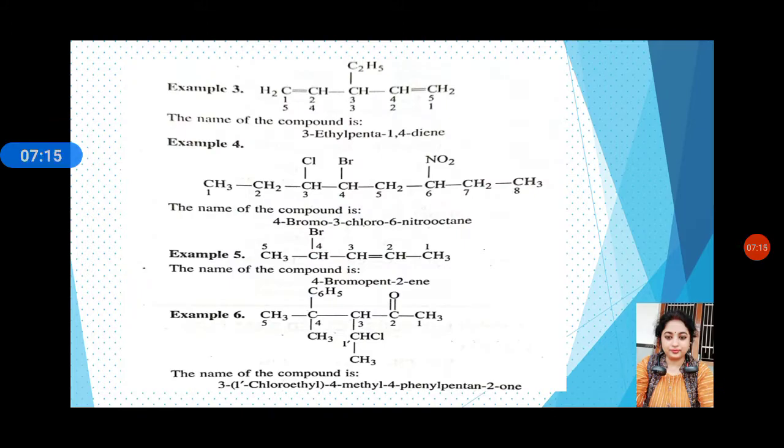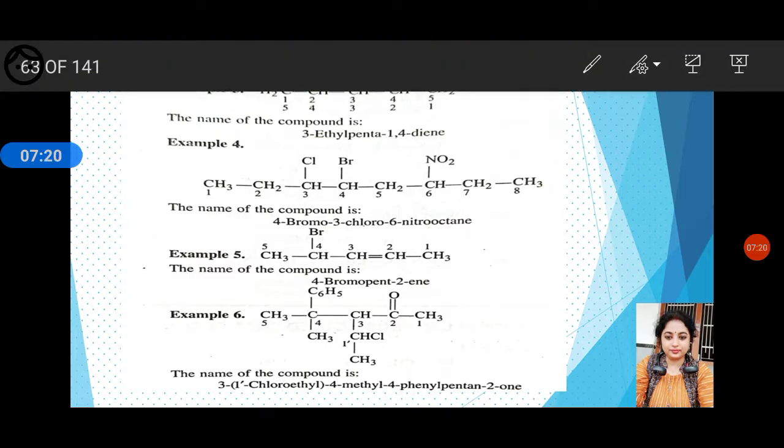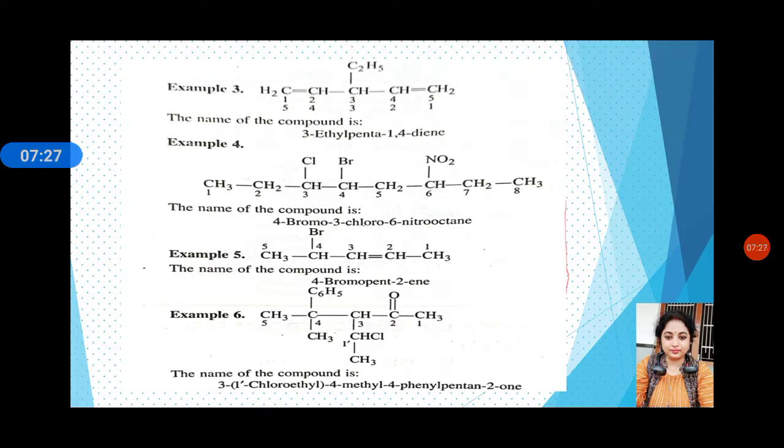Now children, get ready with your register and pen. Write a few structures and we will write their IUPAC names. See the first structure. Write it in your copy. CH2 double bond CH, single bond CH, one branch of C2H5, single bond CH, double bond CH2. And try to write its IUPAC name.